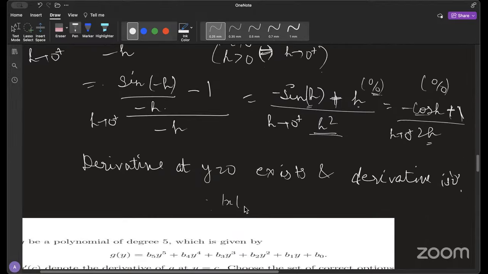Either way, the mod x function is also a branch function. That's why it has a problem in differentiability at 0.